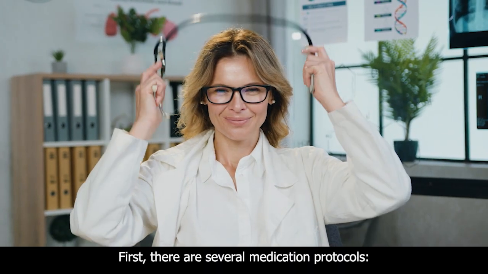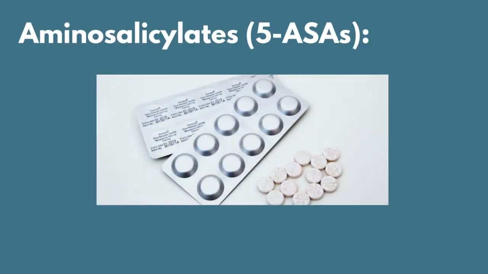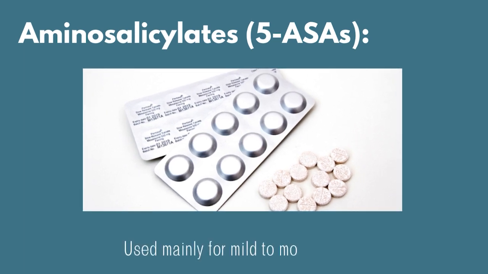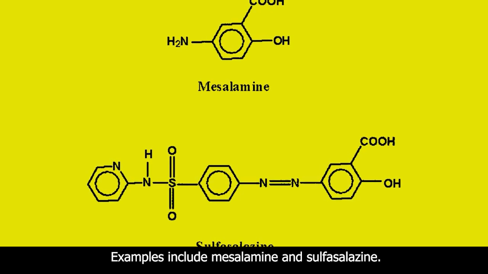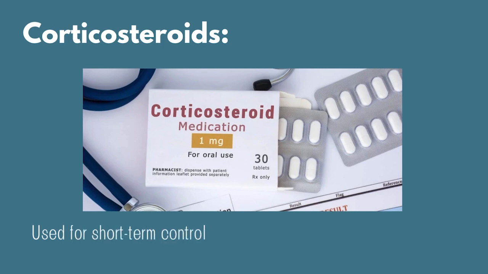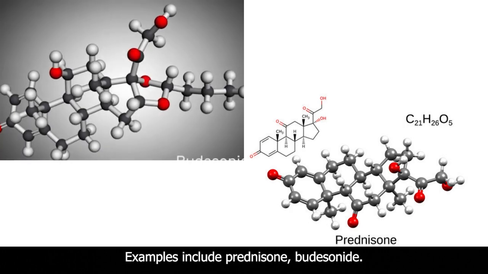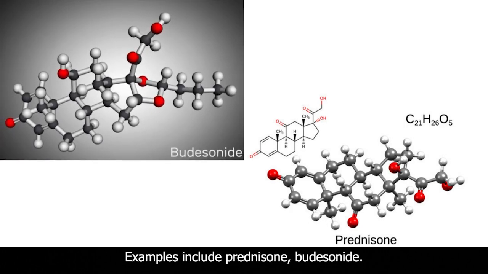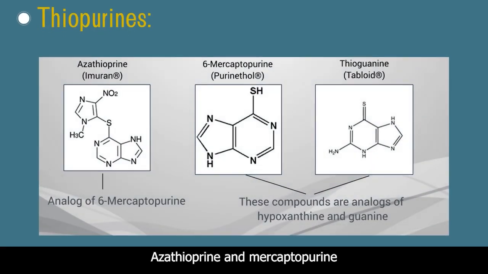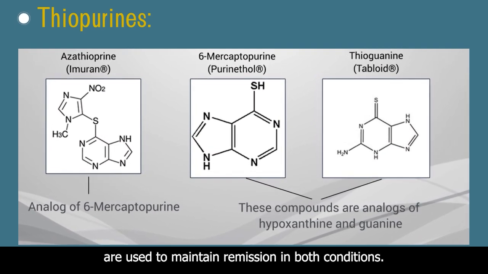First, there are several medication protocols. Anti-inflammatory drugs such as aminosalicylates, 5-ASAs, used mainly for mild to moderate UC. Examples include mesalamine and sulfasalazine. Corticosteroids, used for short-term control of moderate to severe flare-ups in both conditions. Examples include prednisone and budesonide. Immune system suppressors include thiopurines, azathioprine, and mercaptopurine, used to maintain remission in both conditions.